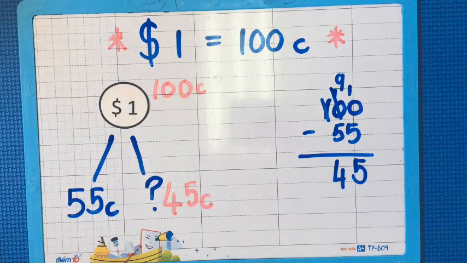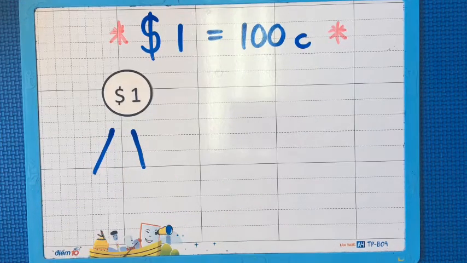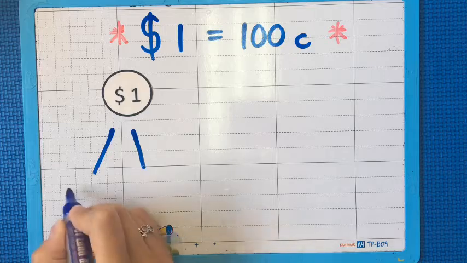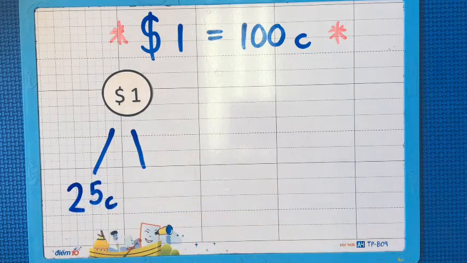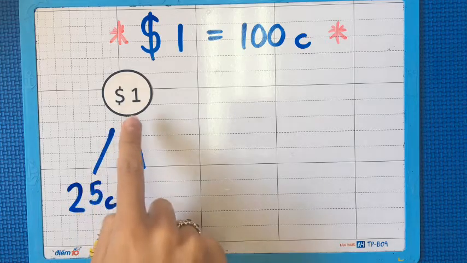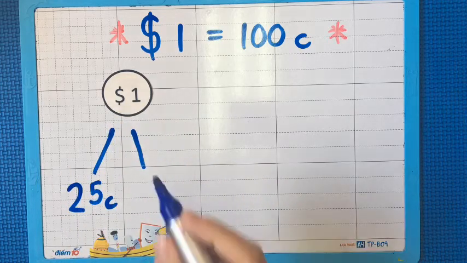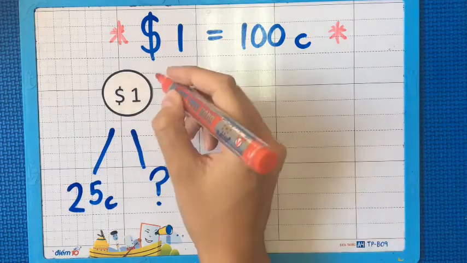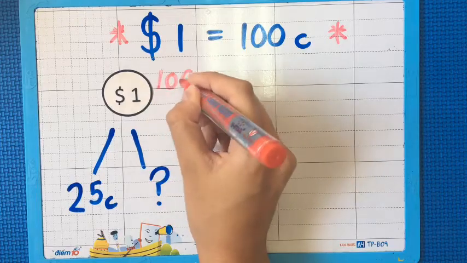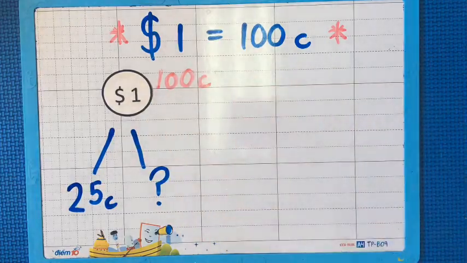And it's very important that you write cents, because otherwise I can get confused between cents and dollars. Let's do another example. One last example. When we go into a shop, I see something that costs 25 cents. I pay with a $1. How much change should I get? I know that $1 is the same as 100 cents. And I can do the sum on the side.